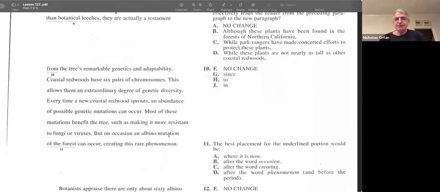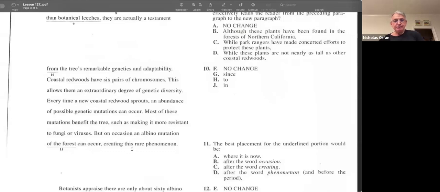Okay, it's not a mutation of the forest, right? It's a mutation of the tree. So clearly, this prepositional phrase, of the forest, does not belong here. The best placement for the underlined portion would be where? Where it is now? No. After the word occasion? On occasion of the forest, an albino mutation can occur. That's incorrect.